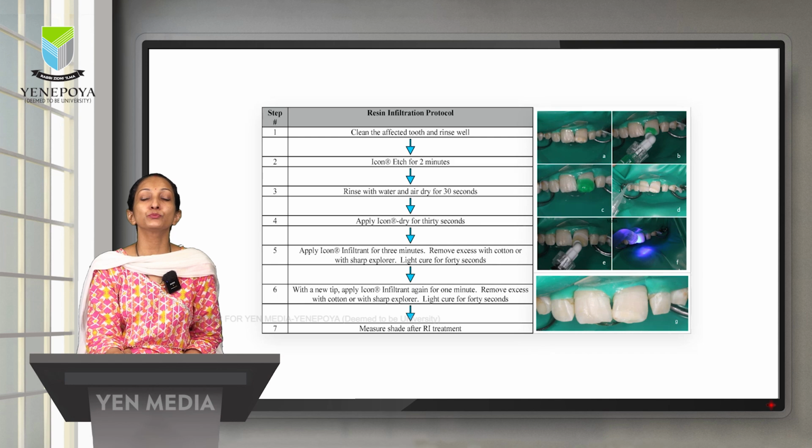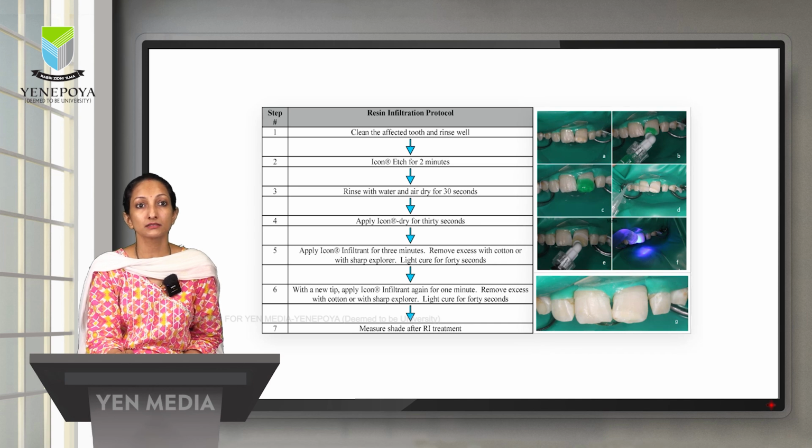So the resin infiltration protocol is as follows: clean the affected tooth and rinse well, Icon Etch for 2 minutes, rinse with water and air dry for 30 seconds, apply Icon Dry for 30 seconds, apply Icon infiltrant for 3 minutes, remove excess with cotton or with a sharp explorer, light cure for 40 seconds. With a new tip, apply Icon infiltrant again for 1 minute, remove excess with cotton or with a sharp explorer, light cure for 40 seconds. Measure the shade after resin infiltration treatment.